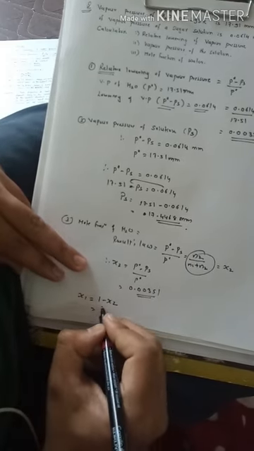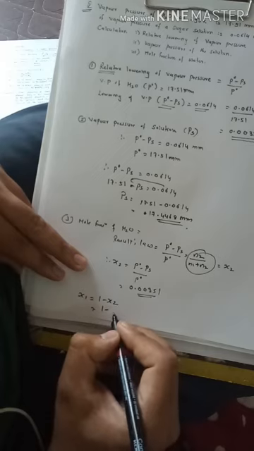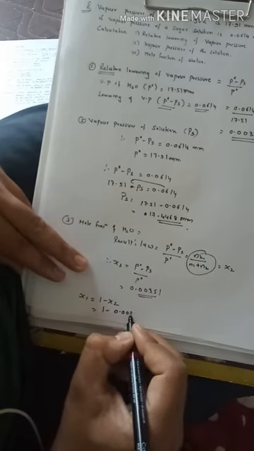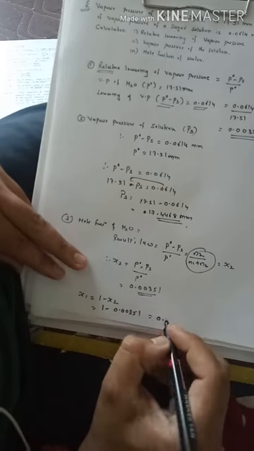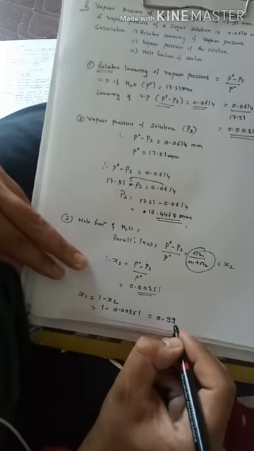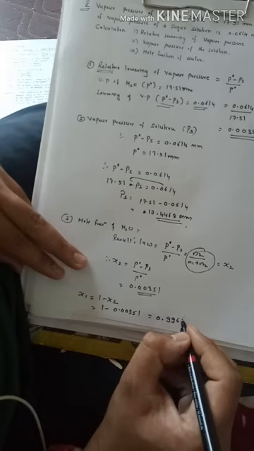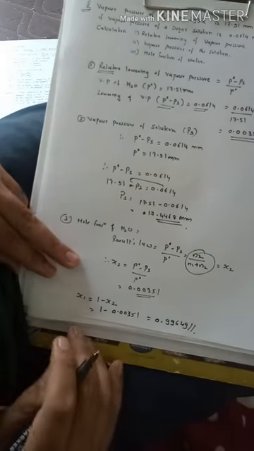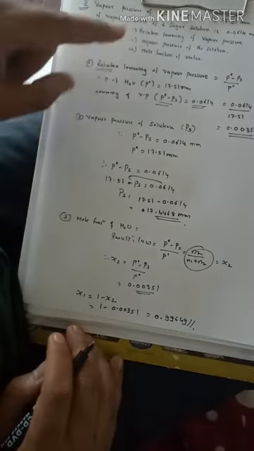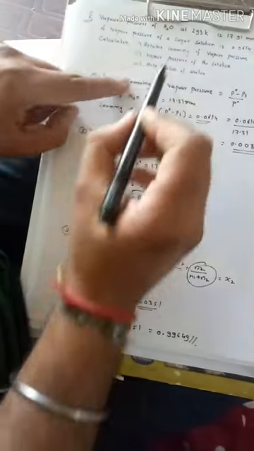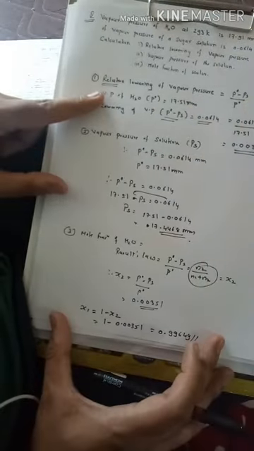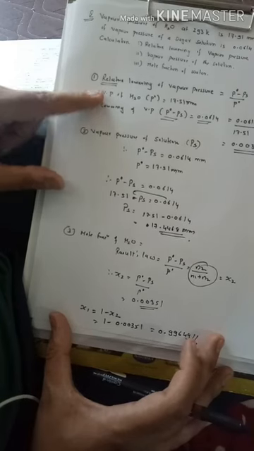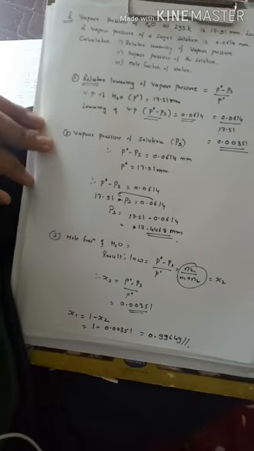What is 1 minus X2? 1 minus 0.00351 equals 0.99649, which is the final answer. This is how we can calculate the relative lowering of vapor pressure of the solution and the mole fraction of the water. So this is how we can solve the numerical based on the relative lowering of the vapor pressure.